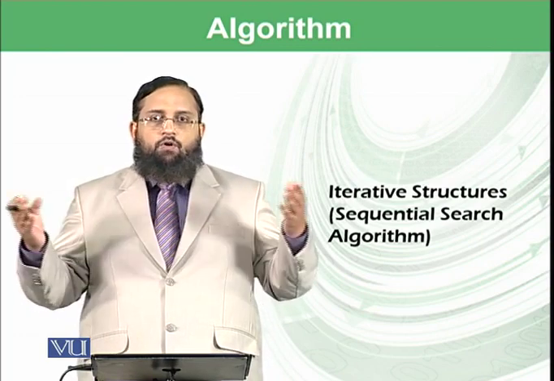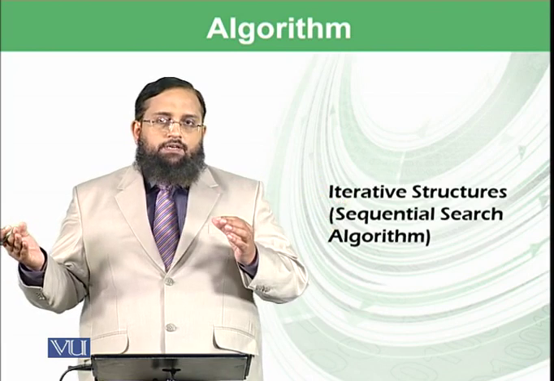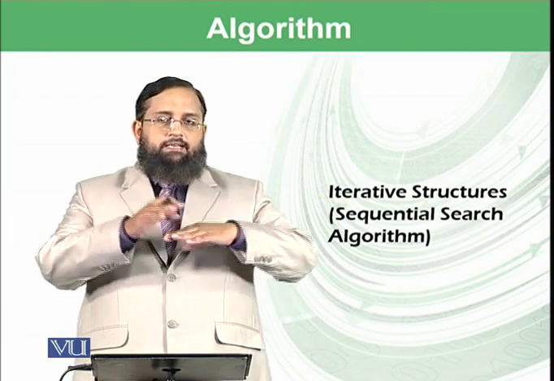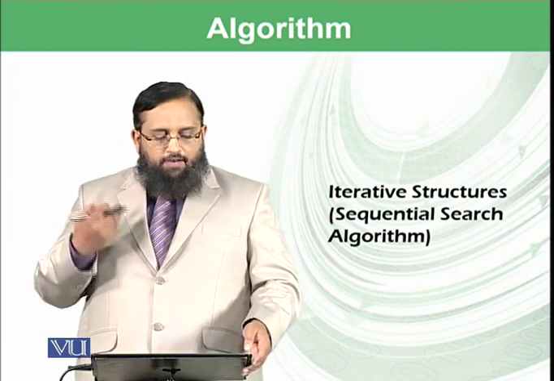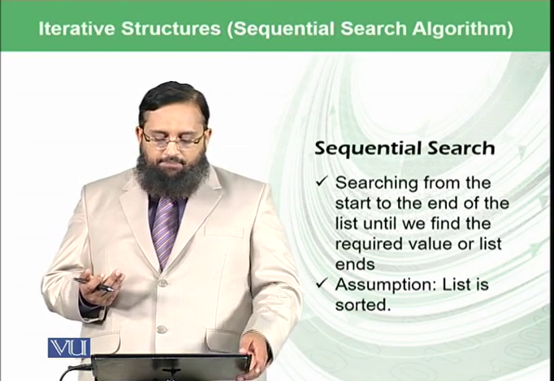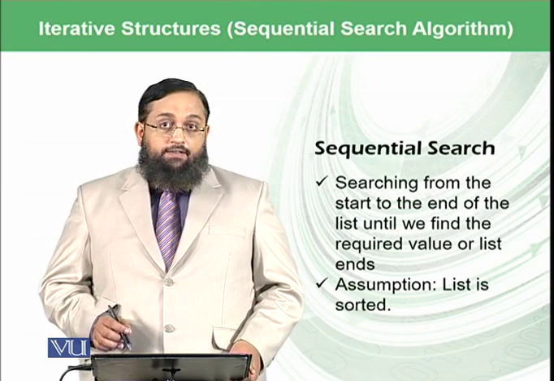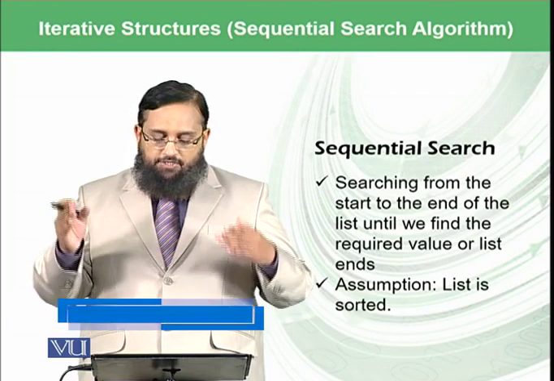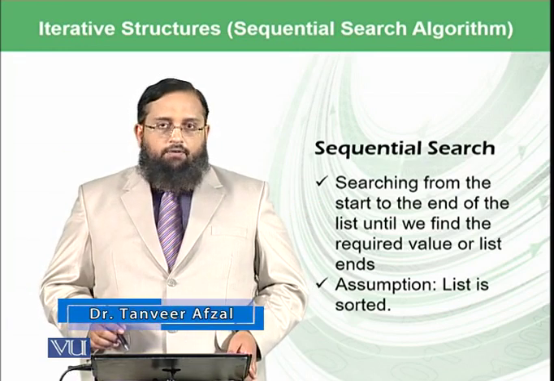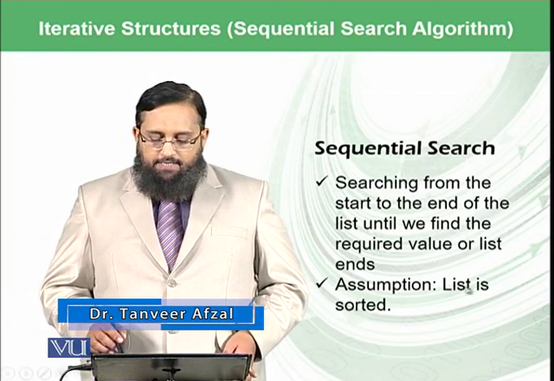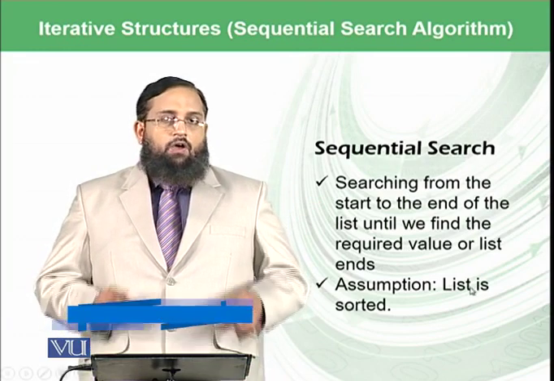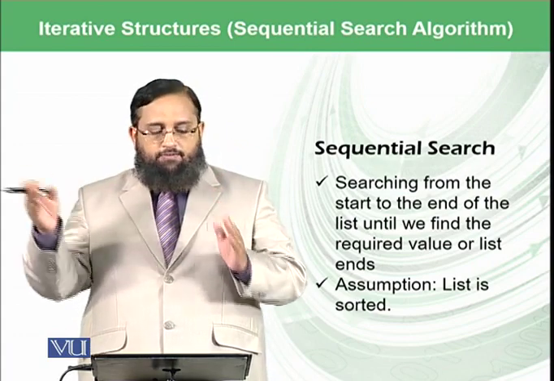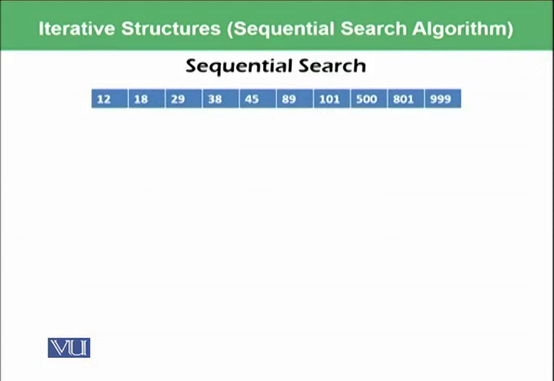So if your class has 50 students and I want to search whether a particular student's roll number or registration number is present in this list or not, and it has many other applications as well. So we search from the start to the end. Of course we have a list, so we will start from the starting point until the end. We will be searching until we find the required value or the list ends, and the assumption is the list is sorted. This means the minimum value is at the beginning, followed by the maximum values at the last. So let's have a practical example.